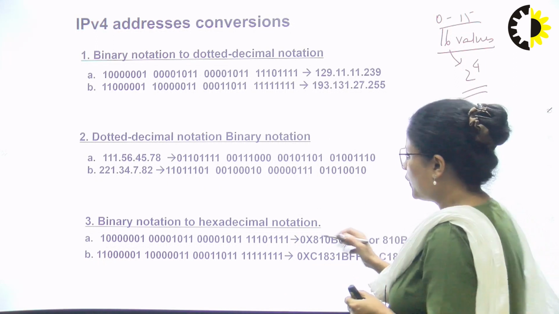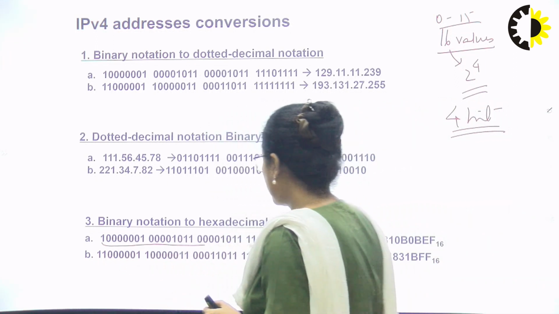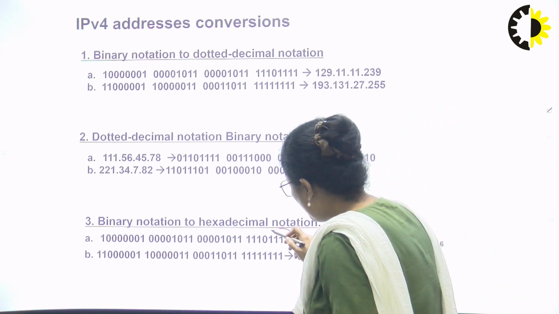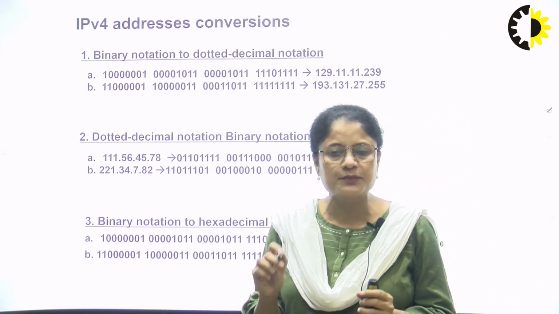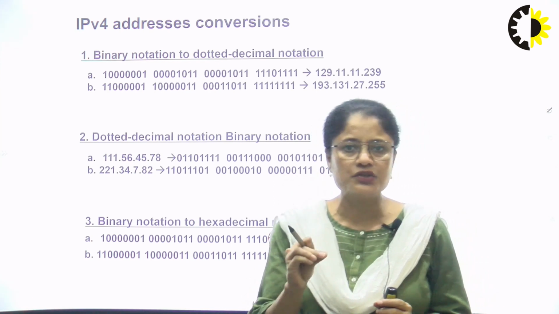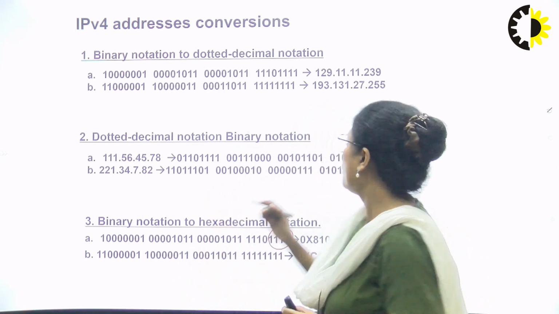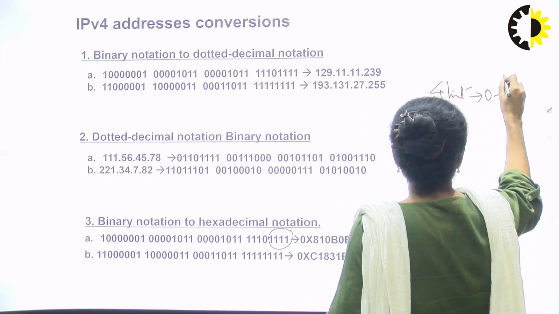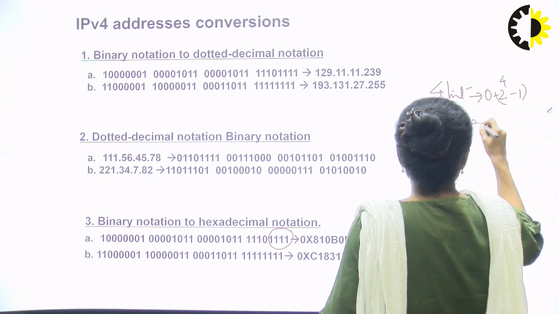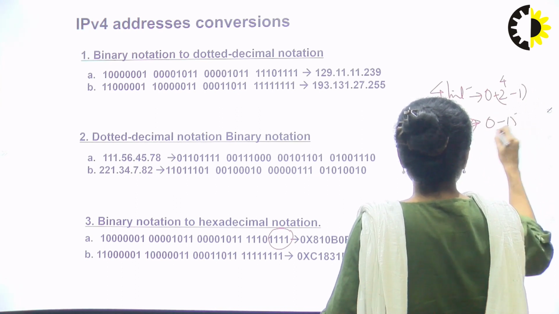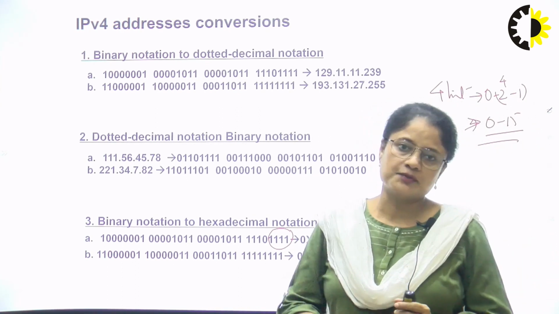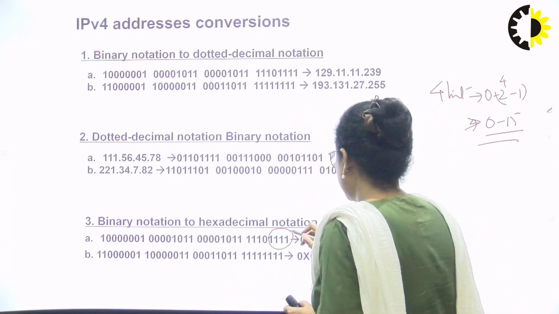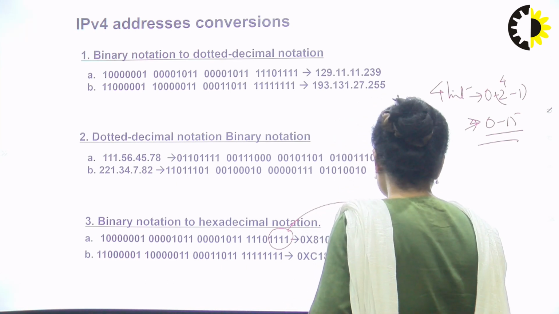So we have this 32-bit number here. What we do is we take 4 bits at a time. Why are we taking 4 bits at a time? Because the range of each 4 bits goes from 0 to 2 to the power 4 minus 1, that is 0 to 15. And that is what we are saying: when it comes to hexadecimal numbers, our range is from 0 to 15. So we take each 4 digits and convert that to the corresponding value.